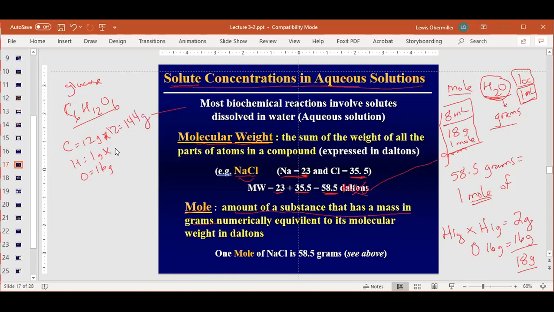And then hydrogen, how many hydrogens are there? This is 12, so that would be 12 grams. And then oxygen is times 6. That would be 96. And if we add this all up, it would be 180 grams, would be 1 mole of glucose.